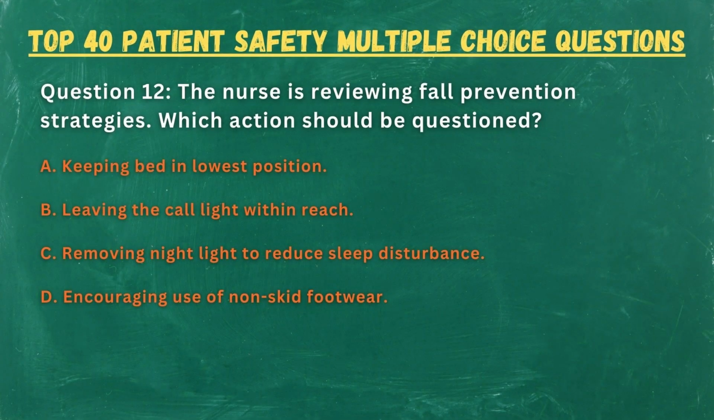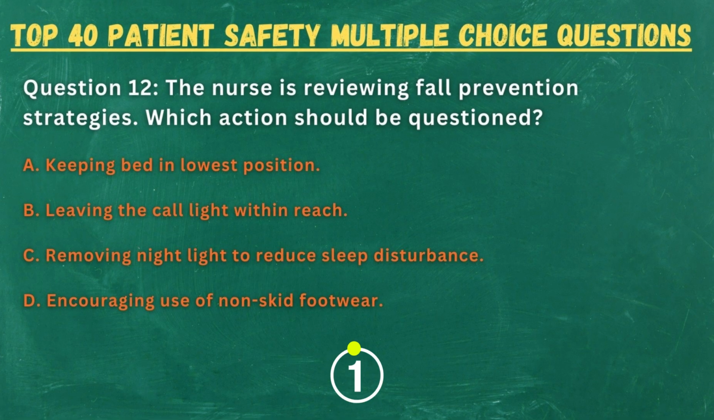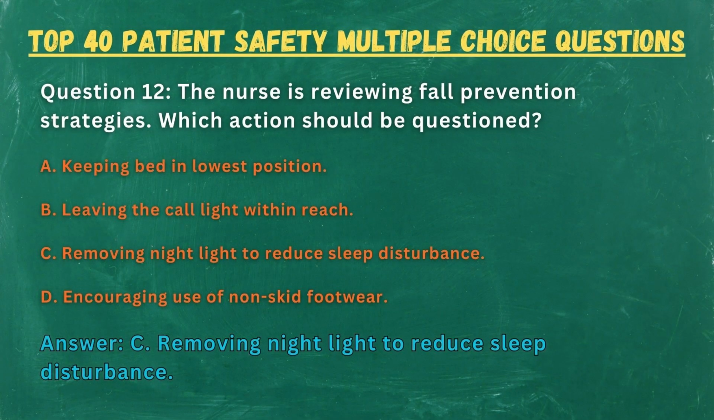Question 12. The nurse is reviewing fall prevention strategies. Which action should be questioned? A. Keeping bed in lowest position. B. Leaving the call light within reach. C. Removing night light to reduce sleep disturbance. D. Encouraging use of non-skid footwear. Answer: C. Removing night light to reduce sleep disturbance.